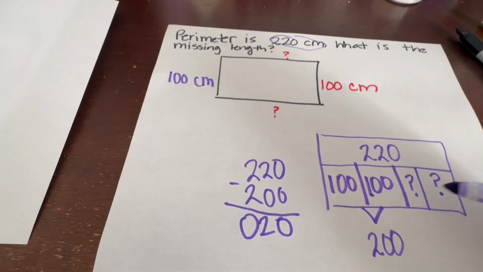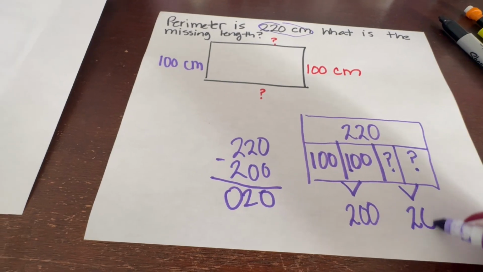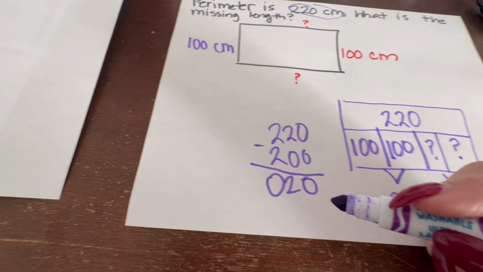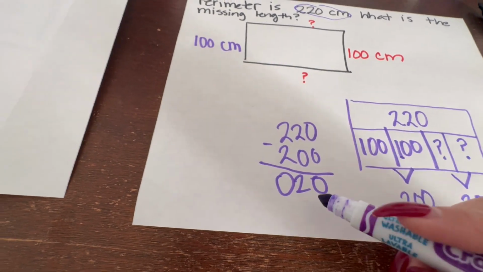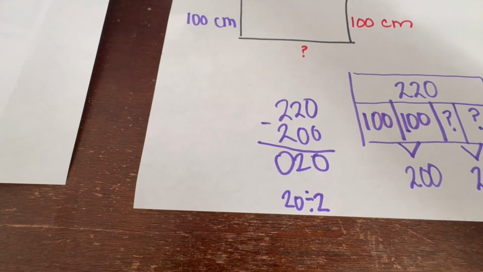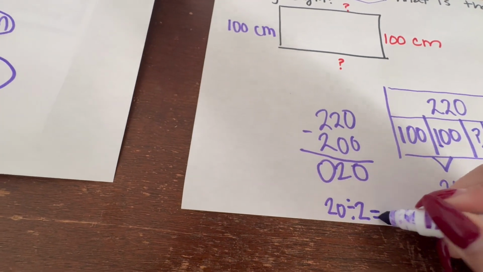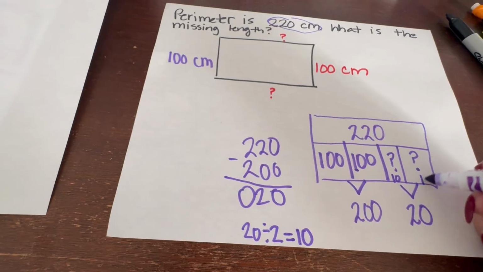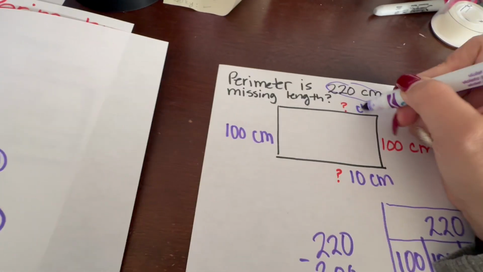So that does not mean that this is 20 and this is 20. What that means is that together it's 20. So you have to split this in half, or divide by 2. But most likely you can do this in your head. If not, that's okay. You just divide it. You do 20 divided by 2. And when you divide by 2, you split it into 2 equal parts. 20 divided by 2 is 10, because 10 plus 10 is 20. So the missing side lengths are 10 centimeters.